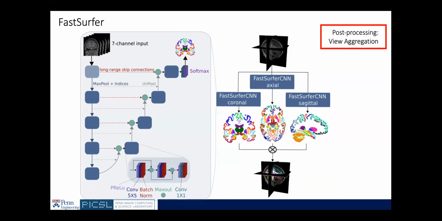So for every voxel, you have 3 values, and what you can do is you can do a voting average between those 3 values and choose that particular label for that particular voxel, right? So this strategy is called view aggregation, and it is a post-processing step to get a segmentation value for one particular voxel.